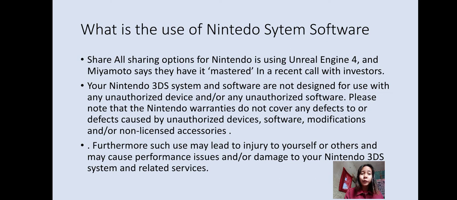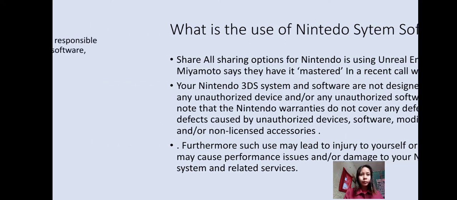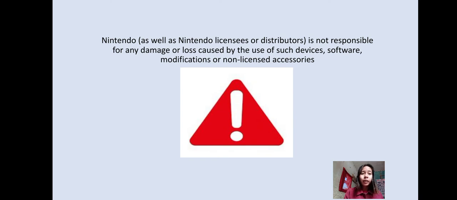Please note that the Nintendo warranties do not cover any defects caused by unauthorized devices, software, modifications, and/or non-licensed accessories. Furthermore, such use may lead to injury to yourself or others and may cause performance issues and/or damage to your Nintendo 3DS system and related services. Nintendo, as well as Nintendo licensors or distributors, is not responsible for any damage or loss caused by the use of such devices, software, modifications, or non-licensed accessories.